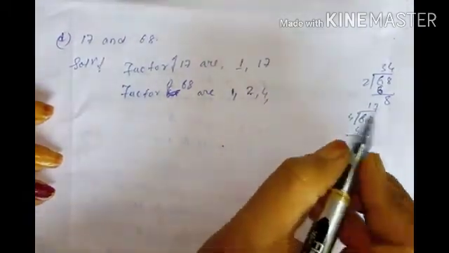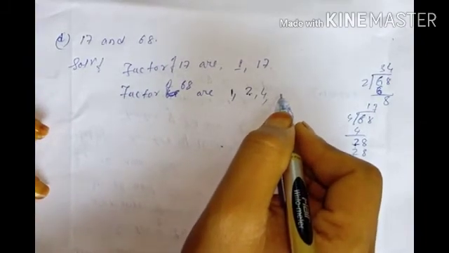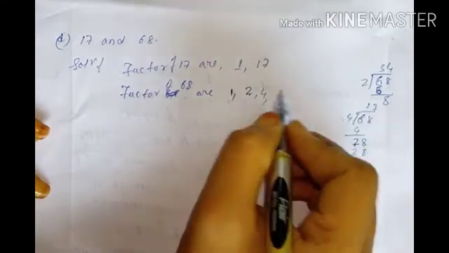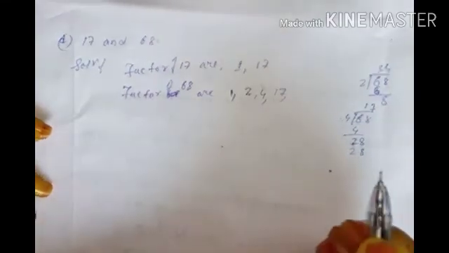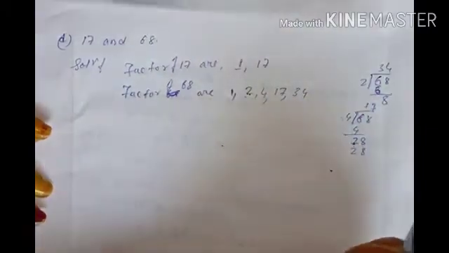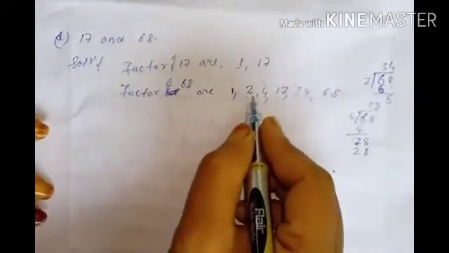Next, 5 will not be a factor, 6 will not be a factor, 7 will not be a factor. In the same way, 4 times what makes 68? 17, isn't it? Now 17 will also be its factor. Now 2 times what? 34. So 34 will also be a factor. Then last, 68. So these are the factors of 68.